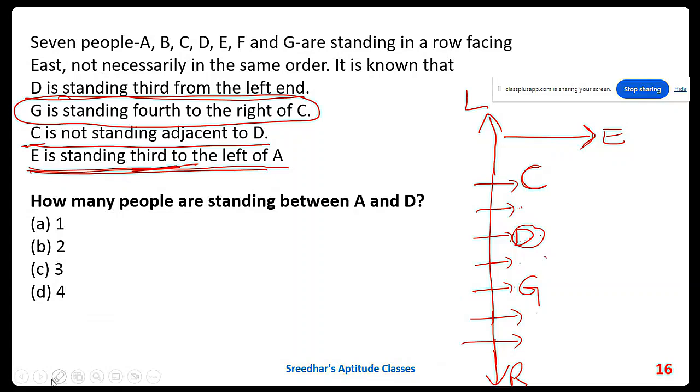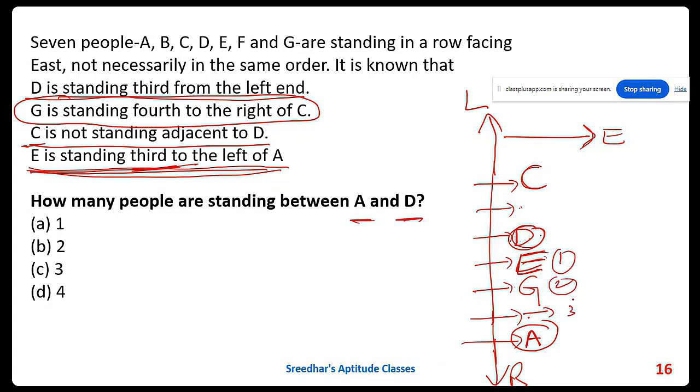Then what is the only place available for A? Here. If I take A here, third to the left of A is E. 1, 2, 3. Here is E. Now the question is, how many people are sitting between A and D? Here is A, here is D. Between A and D, 1, 2, and 3 people are sitting. So the answer is C.